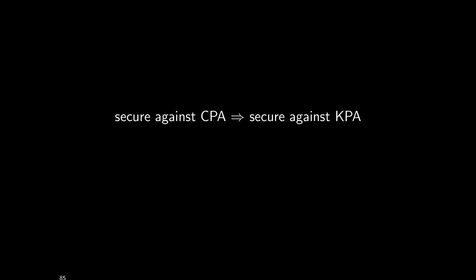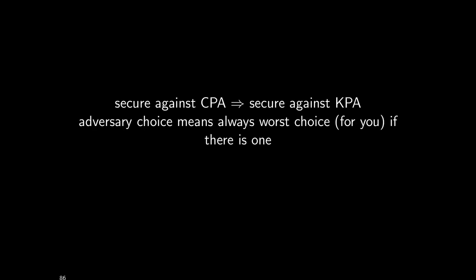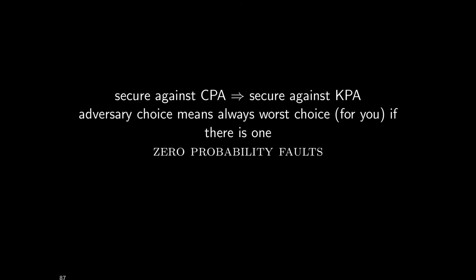If your system is secure against CPA, then it is secure against KPA. And the reason for this, why? Well, if your system can defeat a case where the attacker chooses the message, then it must also defeat the case where they just are given a message, because they could always just choose the message that they would be arbitrarily given in that case. Right? When the adversary gets to make a choice, it means they're making the worst choice, if there is a possibility for such a worst choice. So if the system was broken against a known plaintext attack, the attacker in a CPA could just choose whatever known plaintext makes the system break. And so if you are secure against CPA, you must be secure against KPA, right?